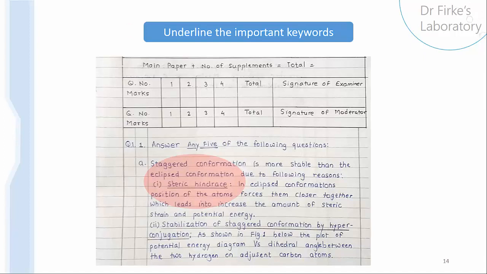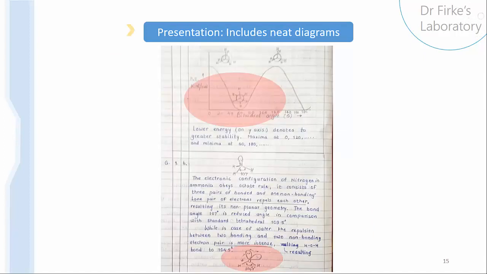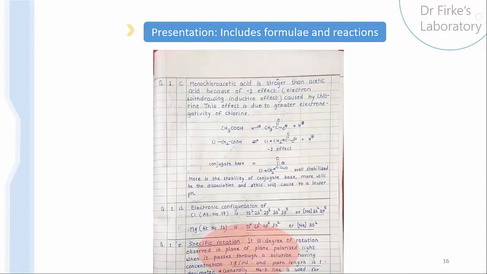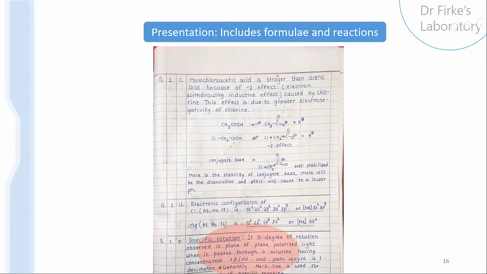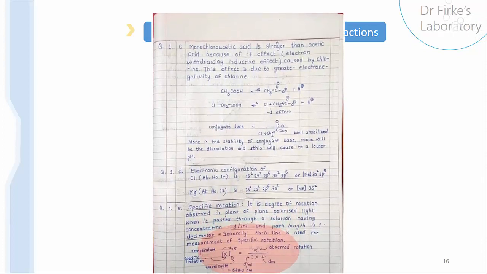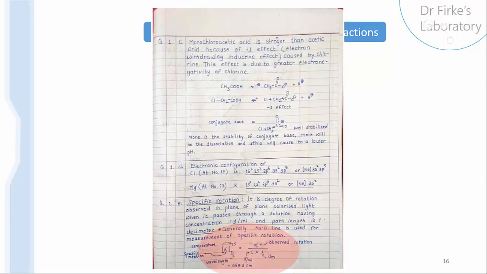While answering the questions, make use of neat diagrams wherever applicable. This diagram should be neat and labeled. A plot should be proper with legend and titles. In a few questions, you may need to write the reaction and the formula. If you are confident, then and only then write the mechanism of the reaction, else it will create a negative impression. Define all the variables used in the formula with their SI units.